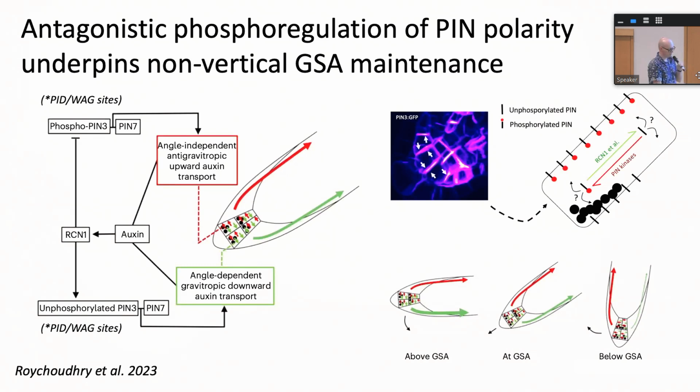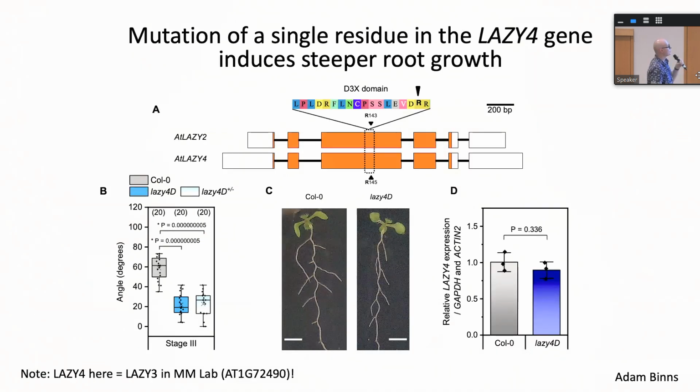So the underpinning data for that are over here. This is PIN3, and what we see in lateral roots is a bipolarity of localization. So we've got PINs localizing both to the upwards and downwards membranes. So that's the context, really, this idea of antigravitropism counteracting gravitropism. So we wanted to know more about this.